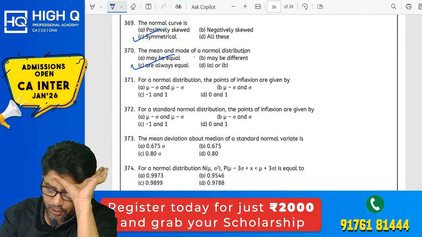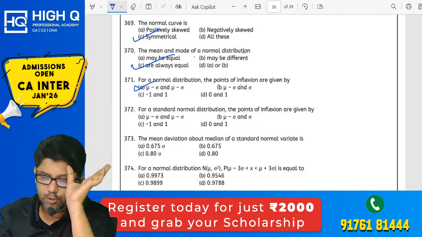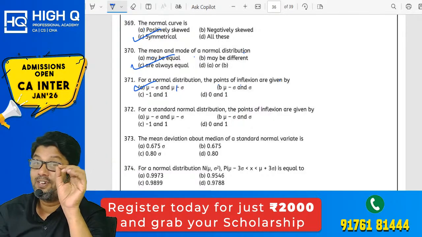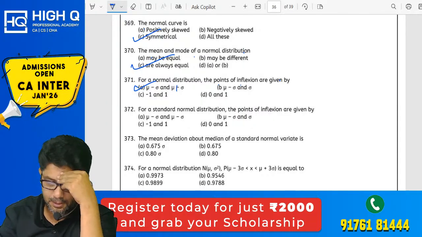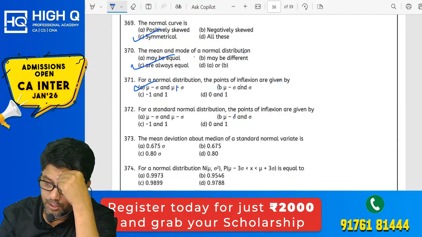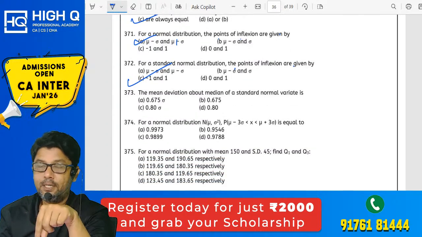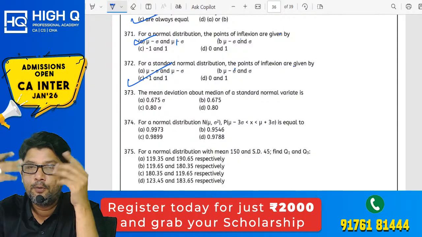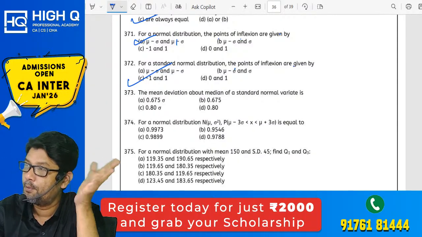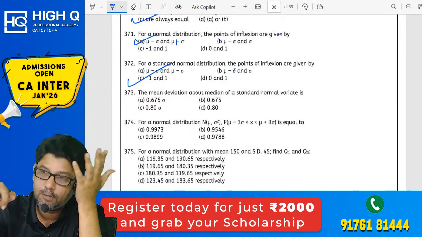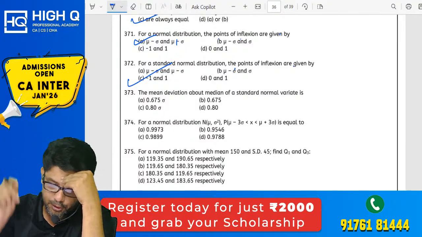For a normal distribution, the points of inflection are mu minus sigma to mu plus sigma. Minus 1 to plus 1 will come for standard normal distribution. For a standard normal distribution, the point of inflection is what? Minus 1 and plus 1. Please understand the difference. Purposely I kept it. For normal distribution, mu minus sigma to mu plus sigma. For standard normal distribution only, minus 1 and plus 1.